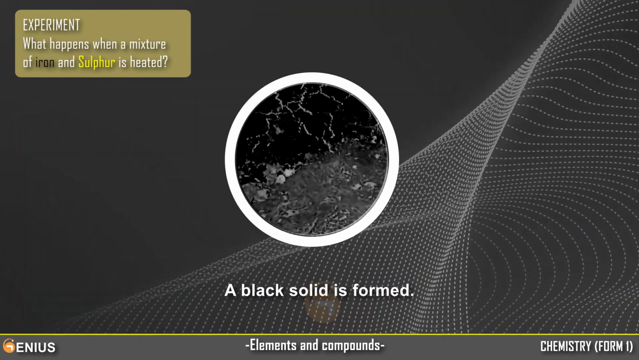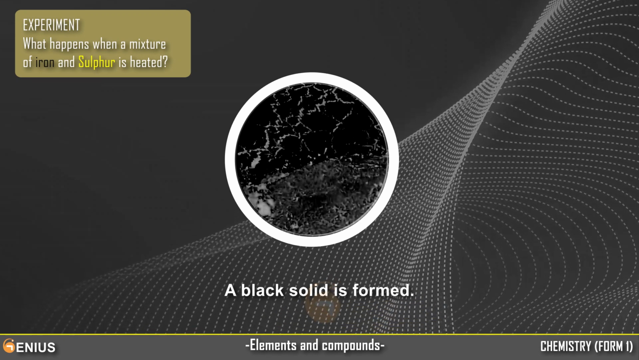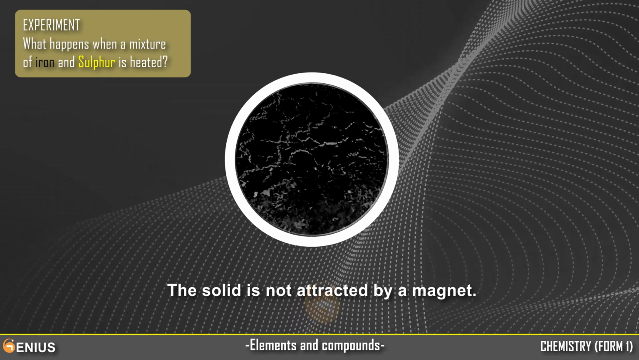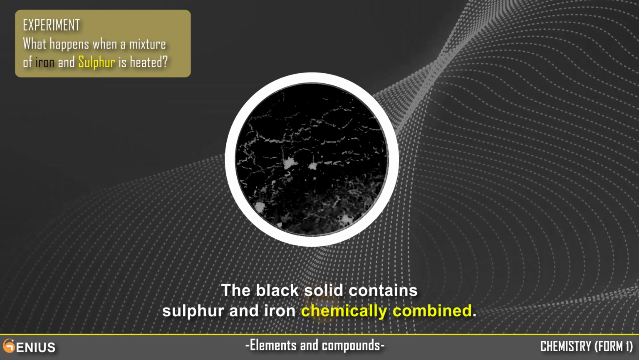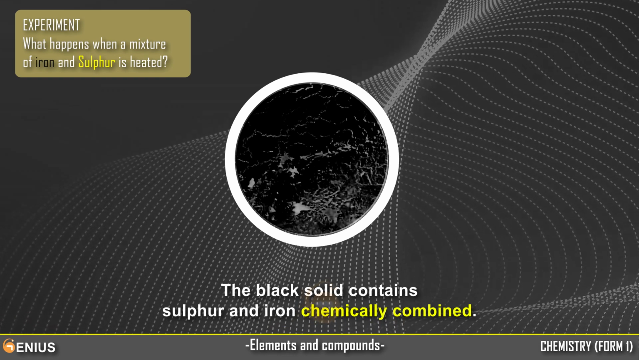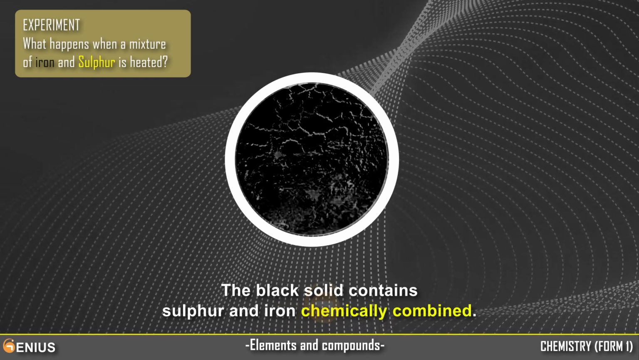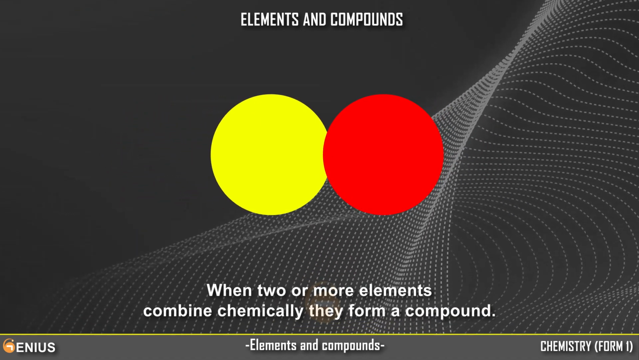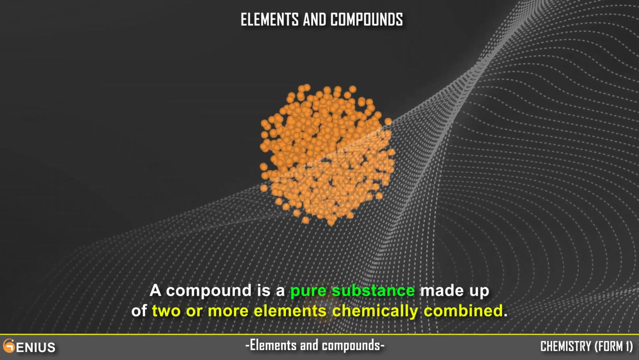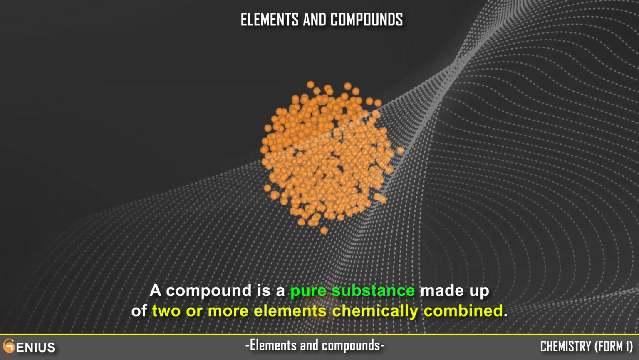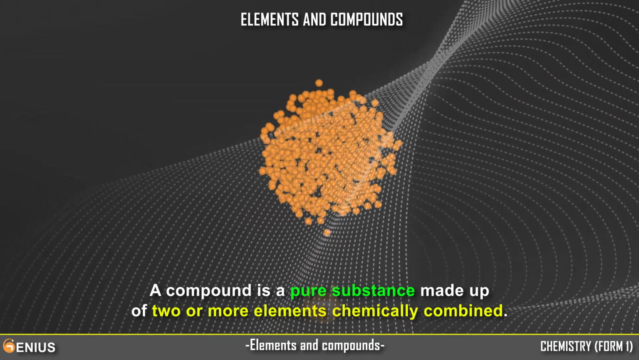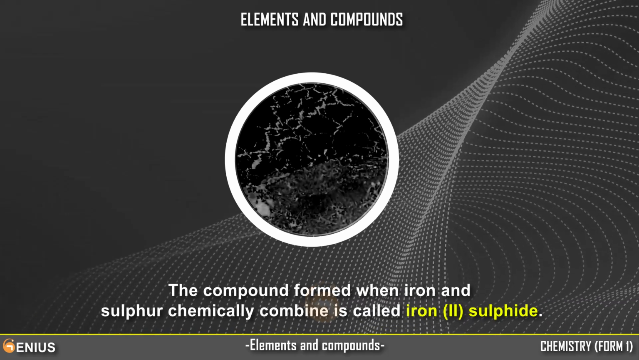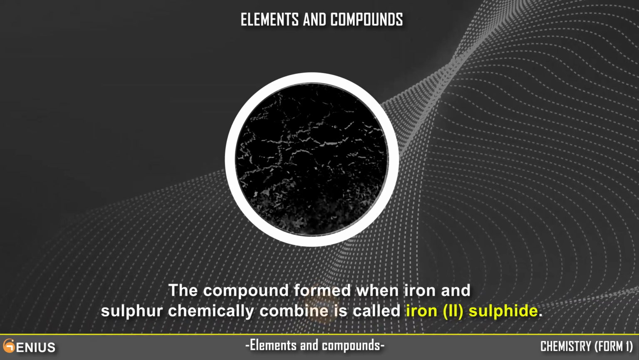A black solid is formed. The solid is not attracted by a magnet. The black solid contains sulfur and iron chemically combined. When two or more elements combine chemically, they form a compound. A compound is a pure substance made up of two or more elements chemically combined. The compound formed when iron and sulfur chemically combine is called iron(II) sulfide.